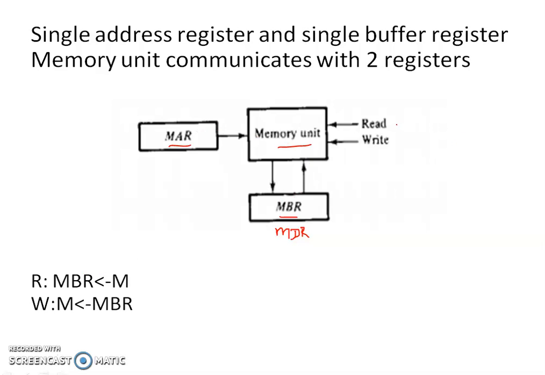Here, read and write signals are given as control functions. If R is enabled, that is, read is enabled, what happens to the memory buffer register? From the memory register, data will be loaded to the memory buffer register. If write is enabled, then from the memory buffer register, data will be stored to the target memory register.